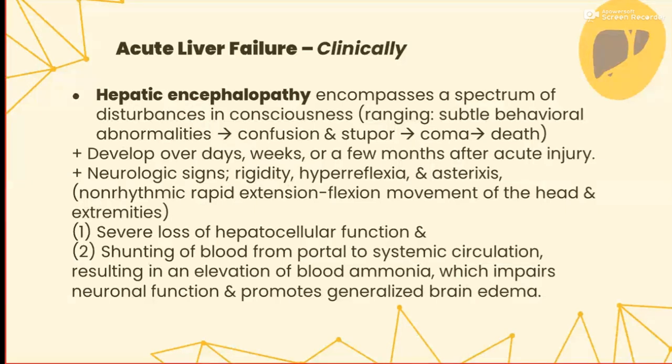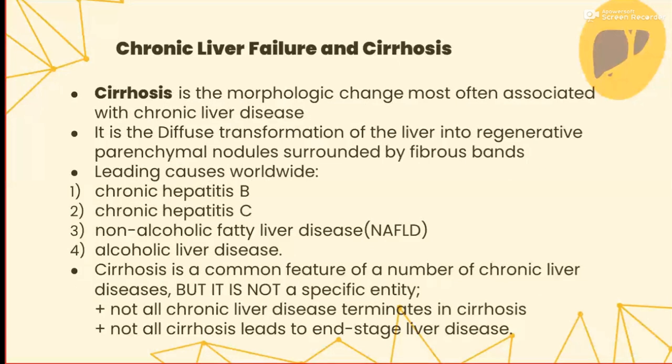Okay, just as we have acute liver failure, we have chronic liver failure. And usually, if you hear it, chronic liver failure is always associated with cirrhosis, or تشمع الكبد. This is a morphological change most often. Notice we don't say always. Most often it is associated with chronic liver failure where we have diffuse transformation.